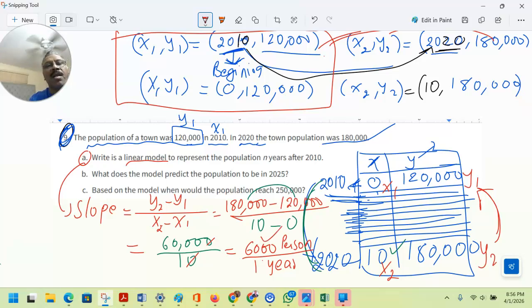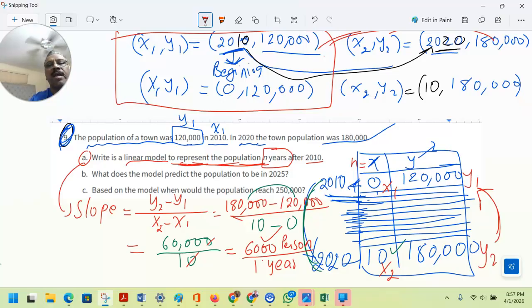That's all it means. So now because they gave you to represent the population for n years, instead of x, they said, okay, why can't you put n? N, what does n stand for? Number of years since 2010.